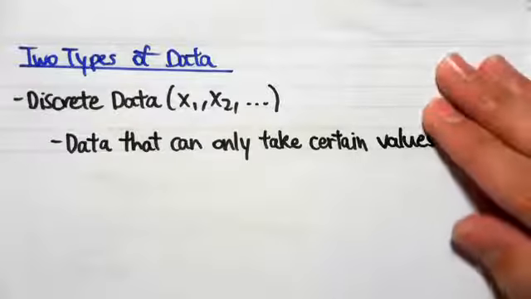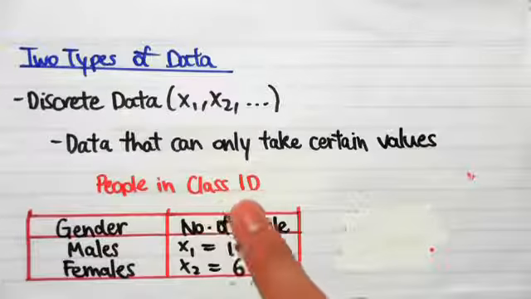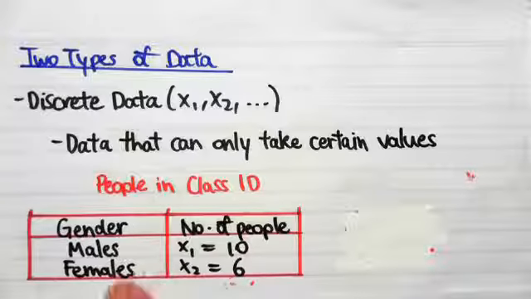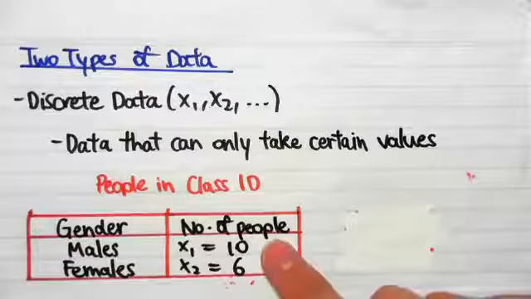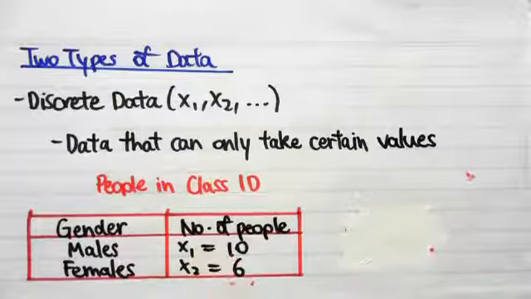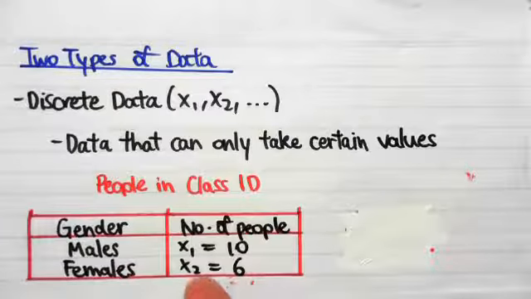A great example to demonstrate this concept is, let's say you were in a class called 1D, and you want to look at the number of males and females in your class. At the end of the day, you found out that there were 10 males in the class, and you assigned that value to x1. Then you found out there were 6 females in your class, and you assigned that value to x2.